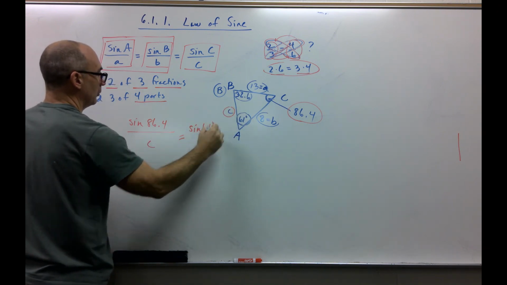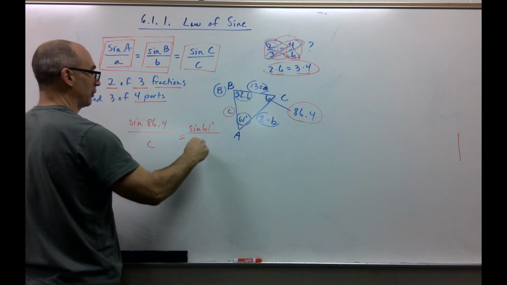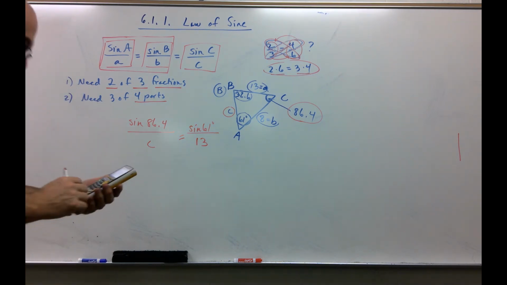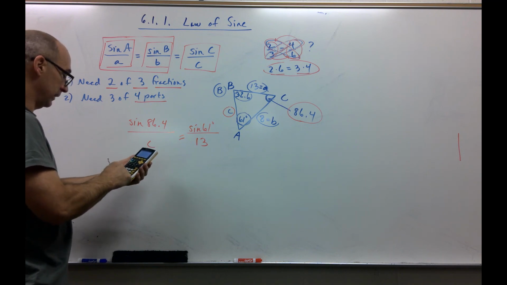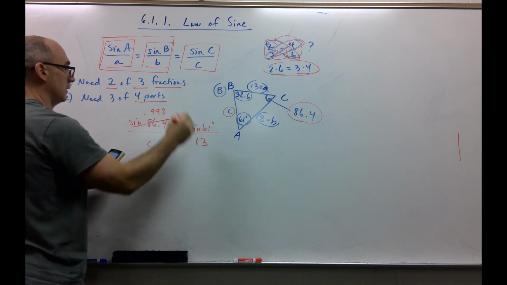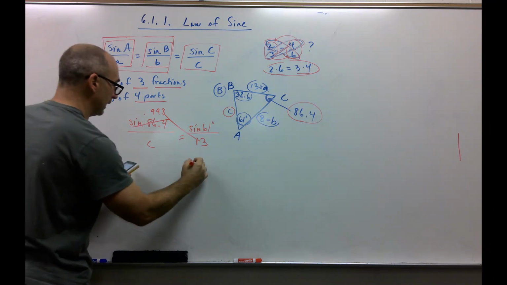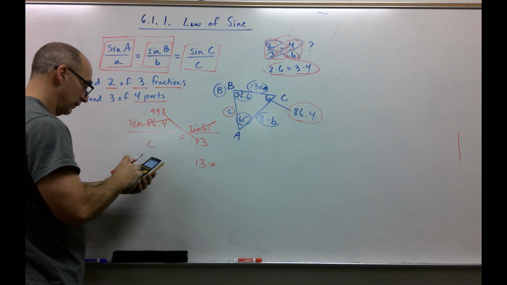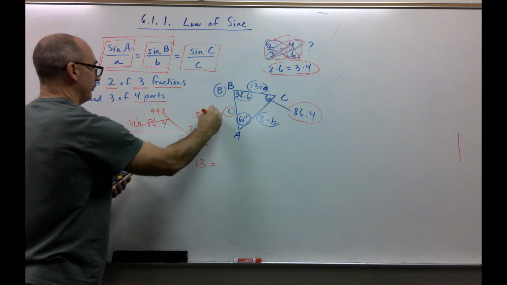Sine of 61, I wish I remembered what that was. Was it 0.874? Let's see if I'm right. Over 13. All right. Clear it out. So sine of 86.4, 0.998 times 13. Let's get that out of the way right now. 12.97. Let's call it 13. And let's figure out sine of 61. Big moment. 0.874. Very proud of myself. Multiply that way.